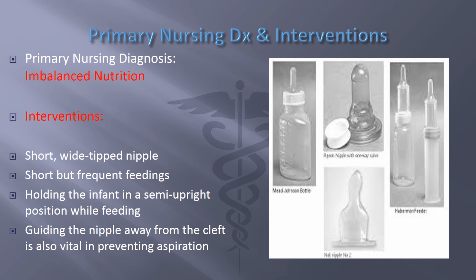They have very tiny stomachs, so they tend to eat a lot, but for long periods of time. So cleft palate infants need frequent short feedings to reserve their energy while also getting the adequate nutrition. Also holding the infant in a semi-upright position while feeding, so you can take care of those aspiration risks, as well as guiding the nipple away from the cleft is also vital in preventing aspiration. And then I just have a picture to the right of the different types of nipples that you could use with a cleft palate baby.